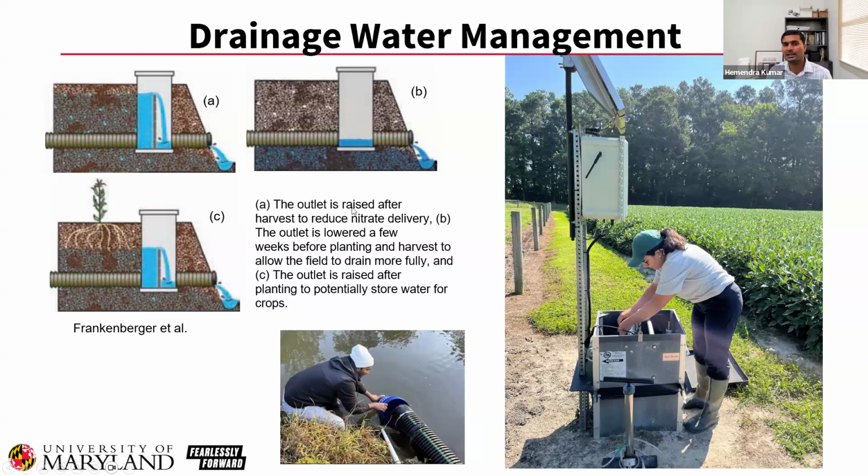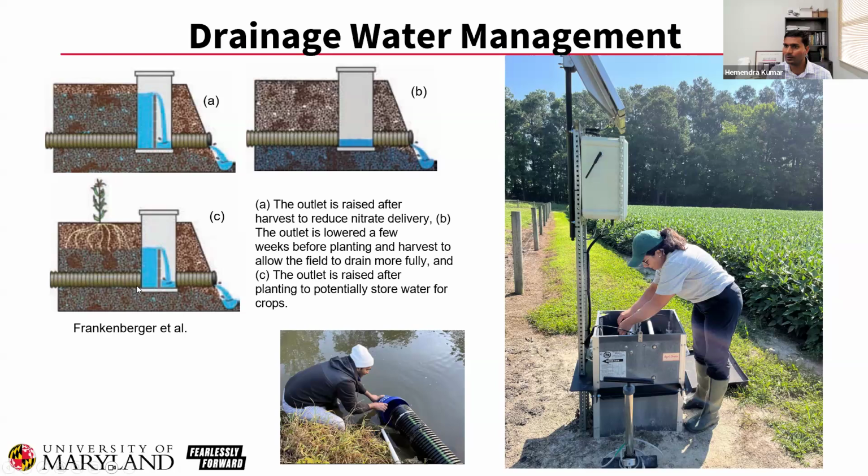Figure B indicates the outlet was open. When do you want to open the outlet? When you want to harvest or when you want to plant, because you have to take heavy machinery in the field, so the field should not be wet. So you release the water and keep the field dry, and then you harvest or plant.